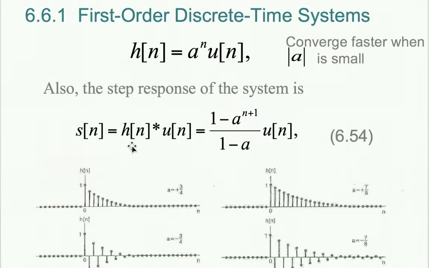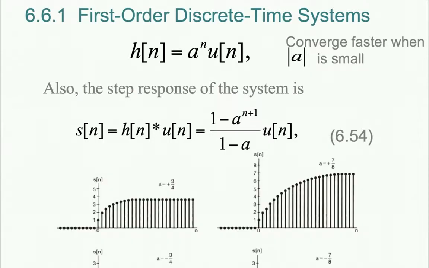We could use equation 6.54 to get the unit step response. And the unit step response equals summing the geometric sequence. And we know the result will look like this. And then we can plot the unit step response given different values of a.